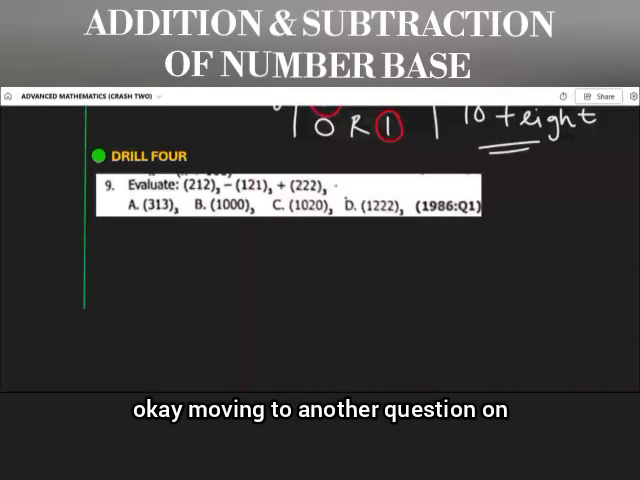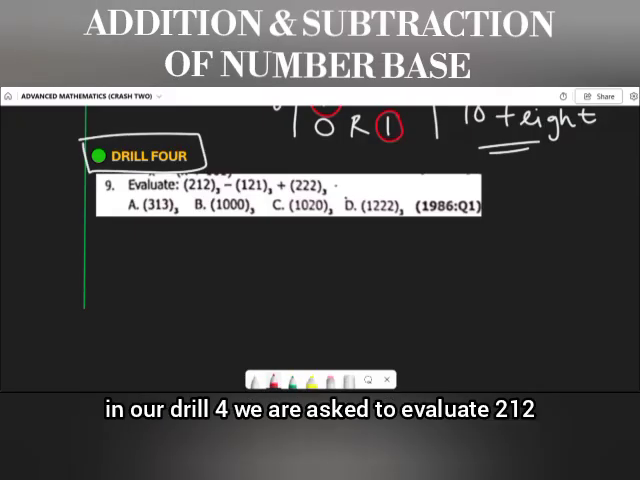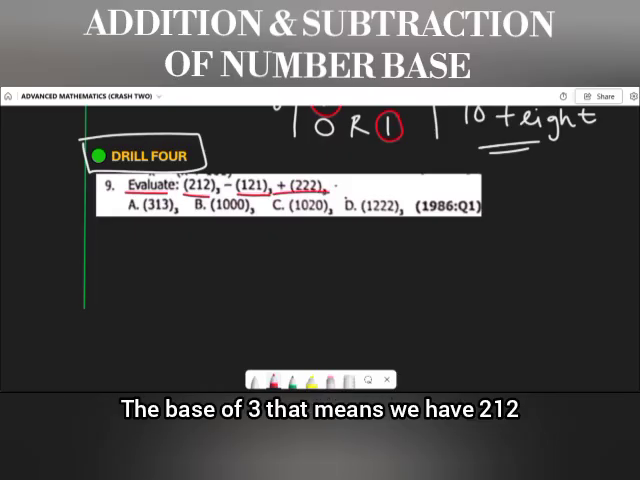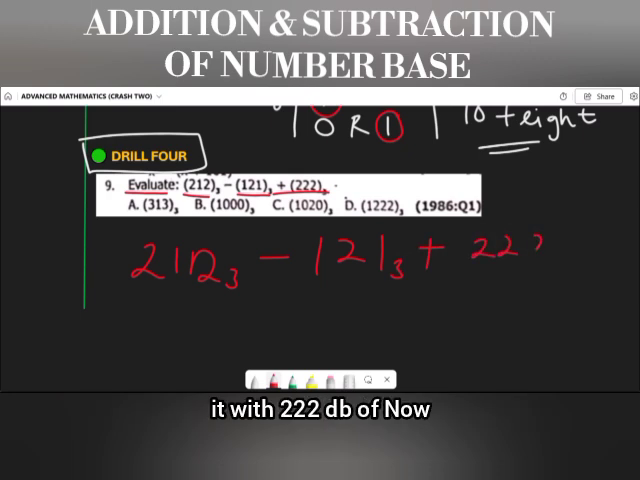Moving to another question on that number system, which is our grade 4. In our grade 4, we are asked to evaluate 212 to the base of 3, subtract 121 to the base of 3, add 222 to the base of 3. That means we have 212 to the base of 3, subtracting it 121 the base of 3, then adding it with 222 the base of 3.